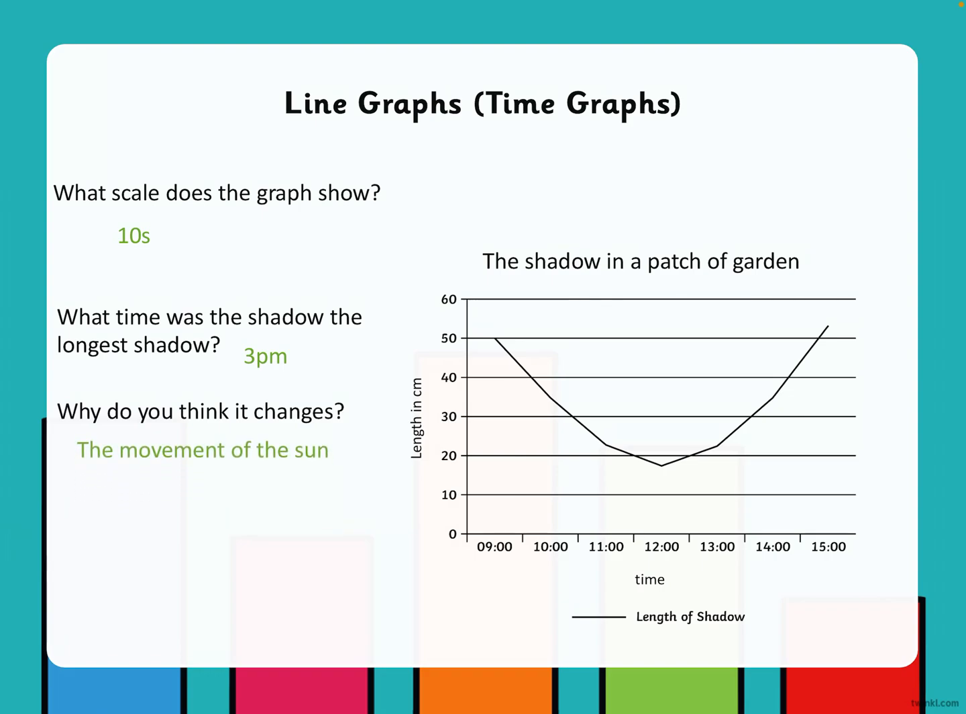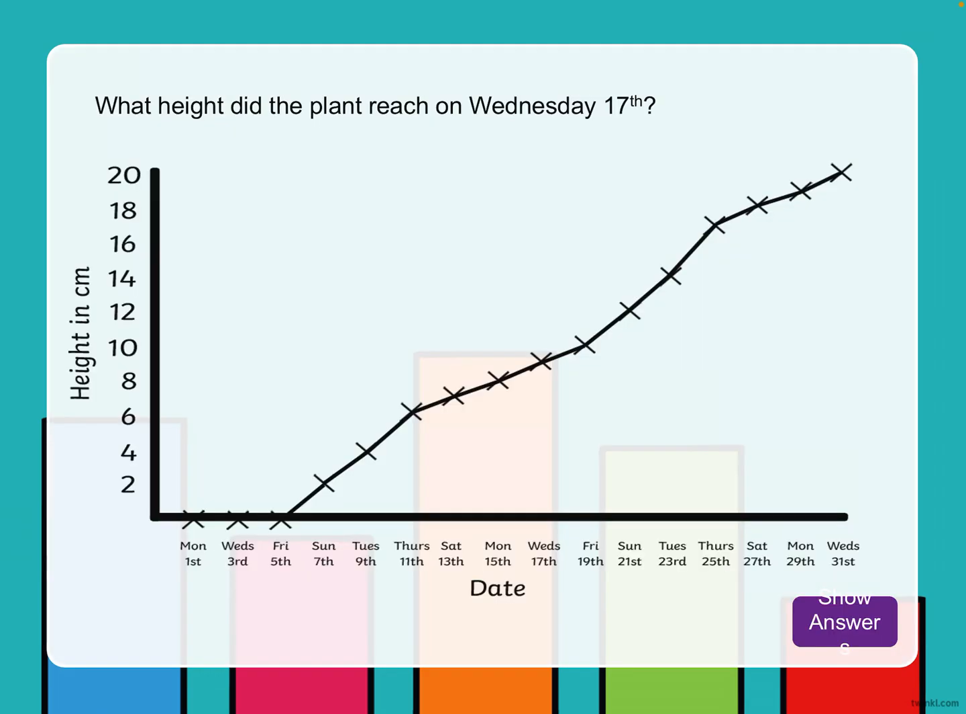Because of the movement of the sun. So here's another one. Now you can see the crosses are plotting the data. So this one is measuring the height of a plant over a period of time to see how much it grows. So you can see that it was 0 centimetres on the first 3 days, and then it started growing.